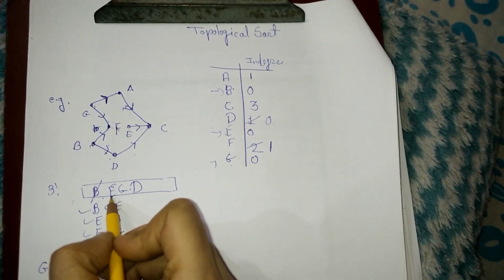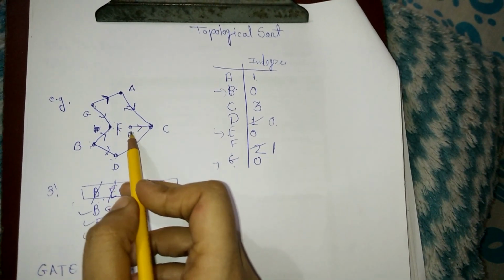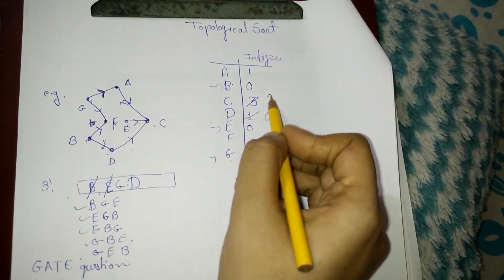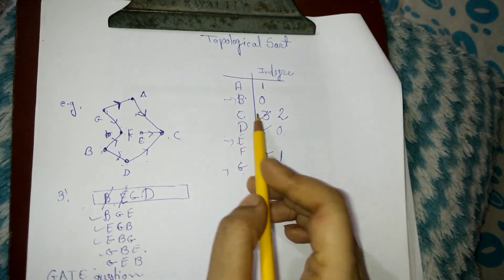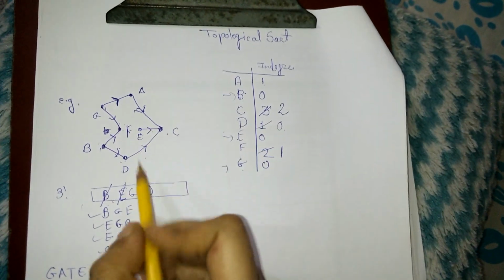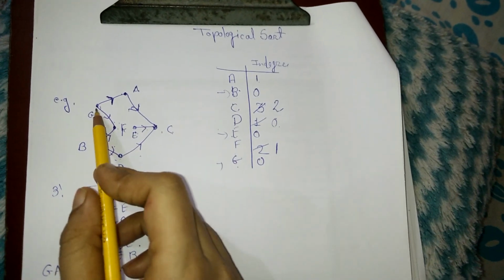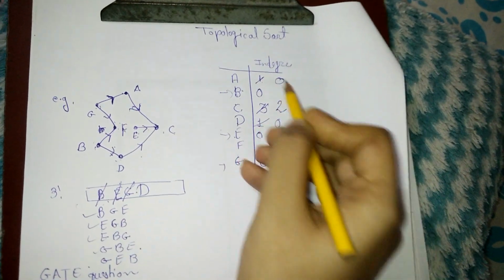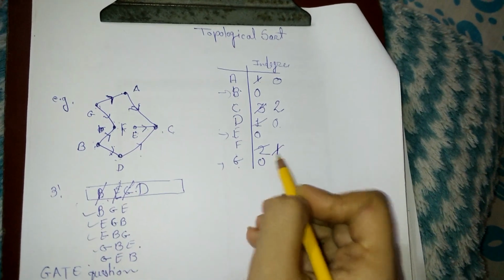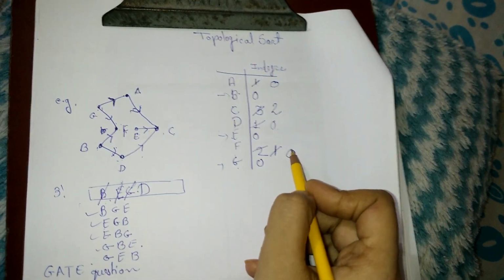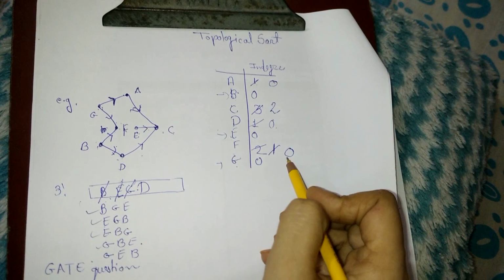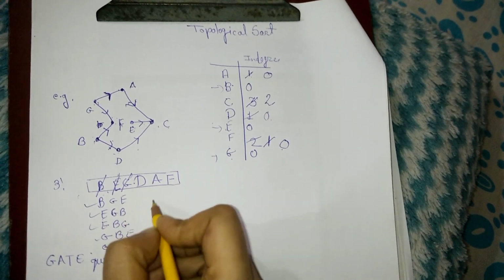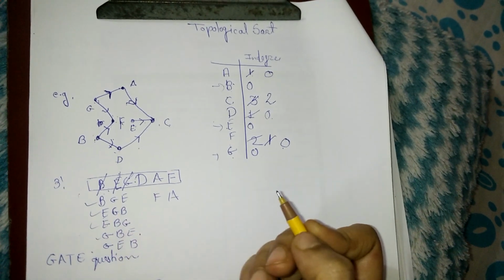Then next we visit E. When we visit E, we decrement the in degree of its neighbor, which is C, by 1. Next we visit G. The neighbors of G are A and F, so we will decrease the in degree of A and F by 1. Now if you see, A and F both become 0. So here also we have two options, either we can insert AF or we can insert FA.